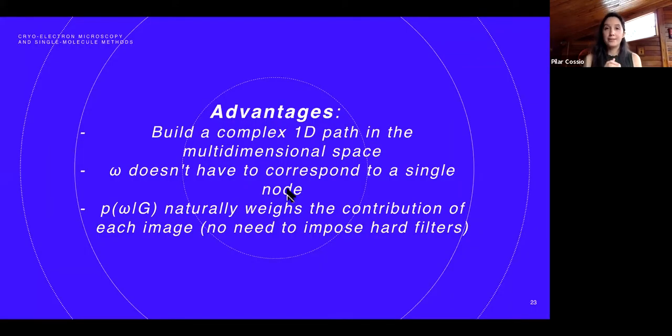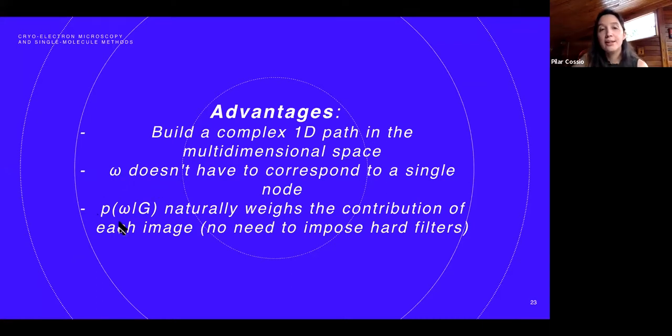Okay, so what are the advantages? The first advantage is that we can build a complex one-dimensional path in a multi-dimensional space that can take into account large conformational changes, non-trivial changes in the biomolecule. The second advantage is that an image doesn't have to correspond to a single node along the path, a single model. Bio-EM tells us there's a certain probability along the path that the image corresponds to these nodes, but it's not a direct assignment.